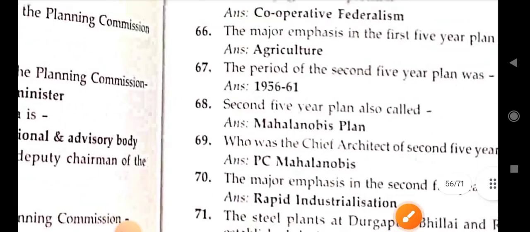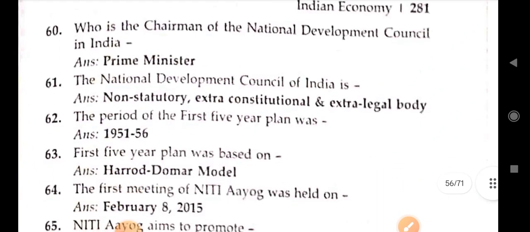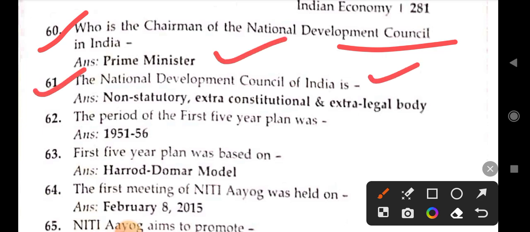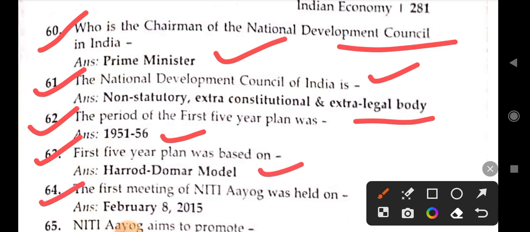Next, who is the chairman of the National Development Council in India? Prime Minister. The National Development Council of India is a non-statutory, extra-constitutional and extra-legal body. The period of the first 5-year plan was 1951 to 56. The first 5-year plan was based on the Harrod-Domar model. The first meeting of Niti Aayog was held on February 8, 2015.